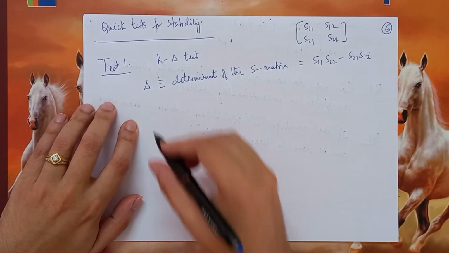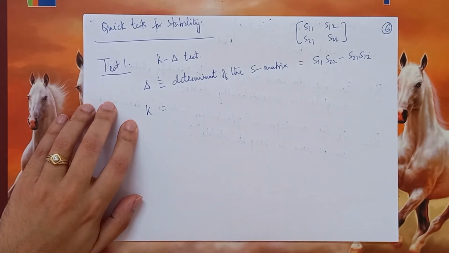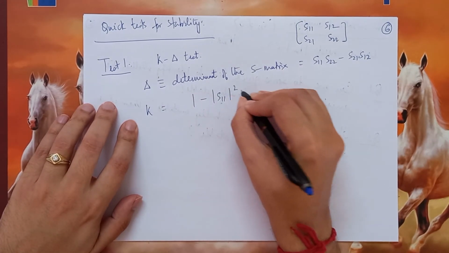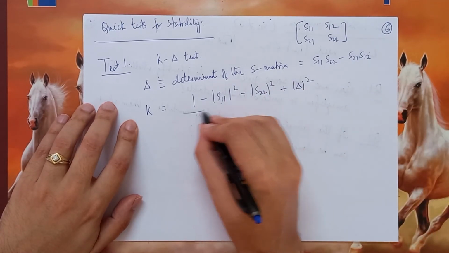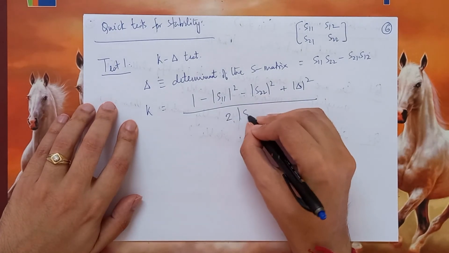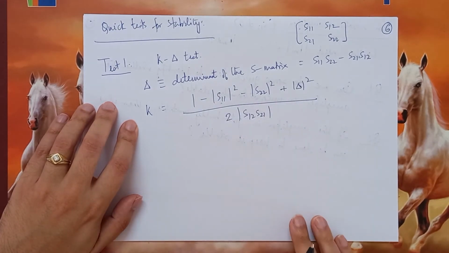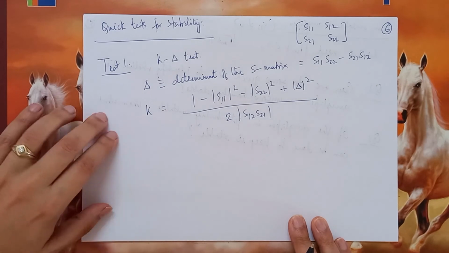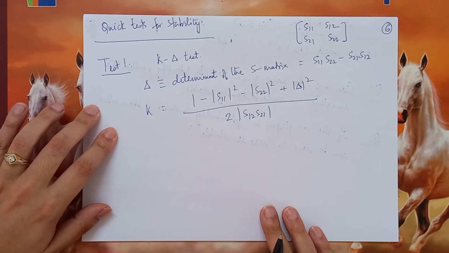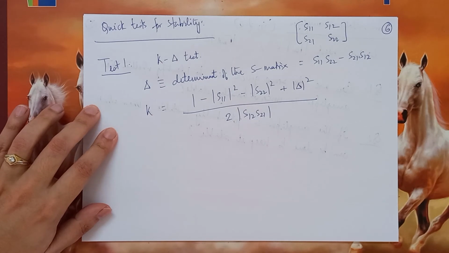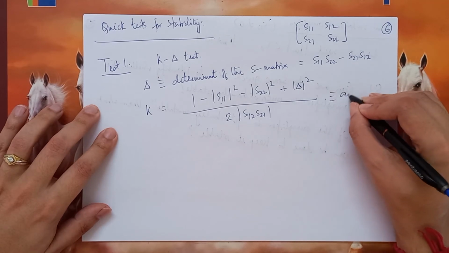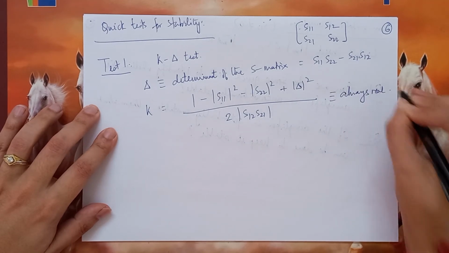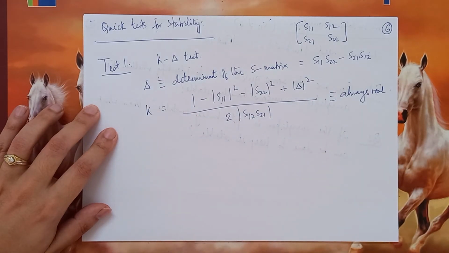Using this delta, you can calculate another quantity called K, and that is defined in this manner: 1 minus mod S11 square minus mod S22 square plus mod of delta square, divided by 2 times mod of S12 S21. So this test says that once you have calculated these quantities K and delta, the K will always be real, because it is making use of magnitudes.